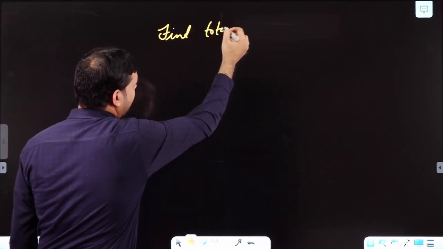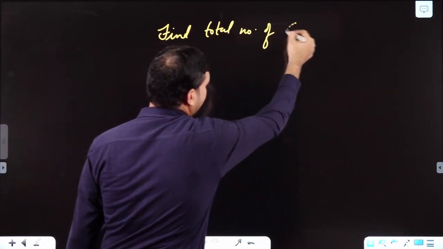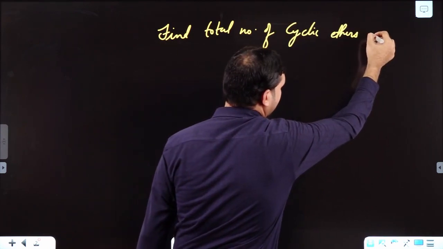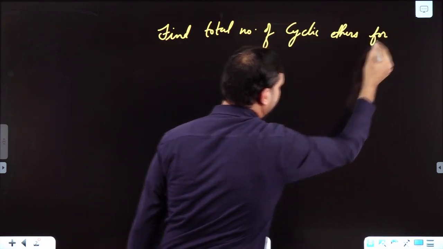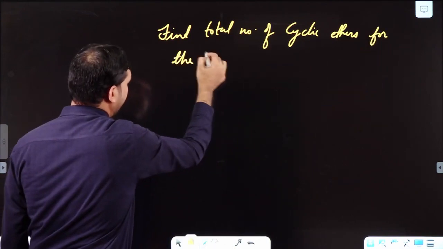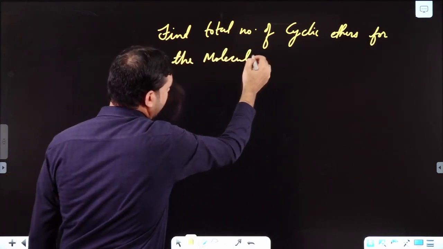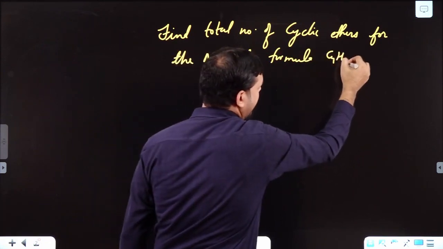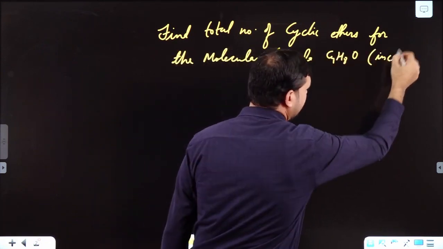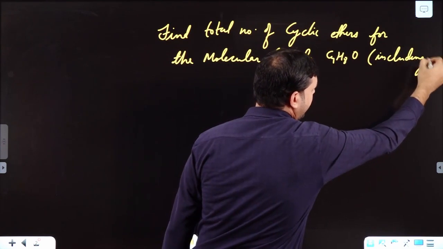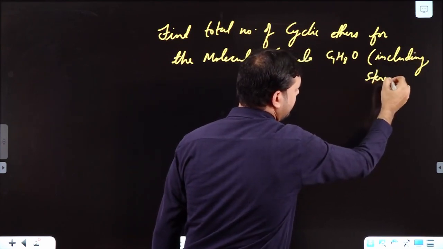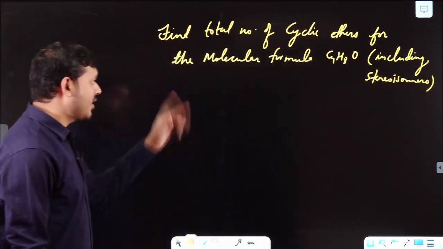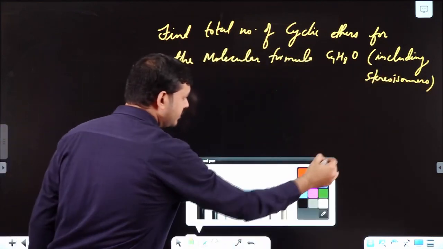Find the total number of cyclic ethers for the molecular formula C4H8O, including stereoisomers. Now first of all, do it by yourself.